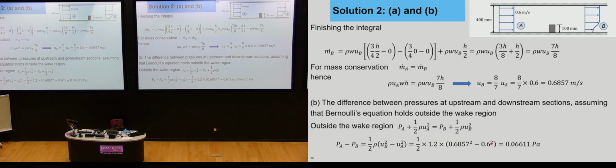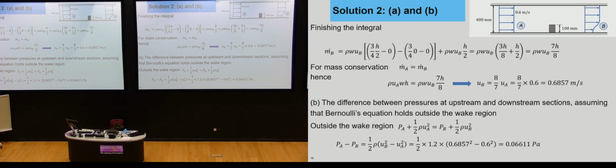We substitute in our values. We know U_A already, and this is U_B, which we just calculated. And there is our pressure drop. So the pressure is dropping from point A to point B. So that's part B done. Part B was actually quite easy. You just had to note the value of U_B from part A.